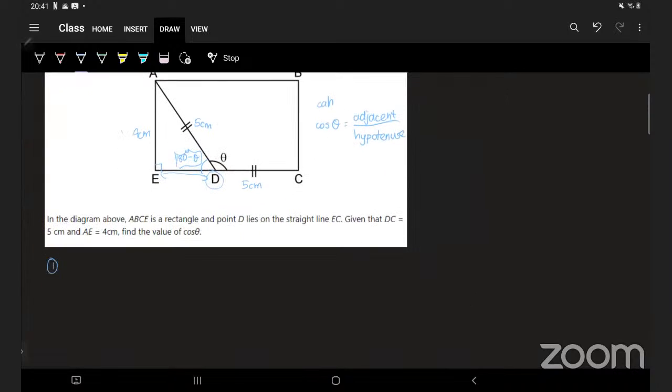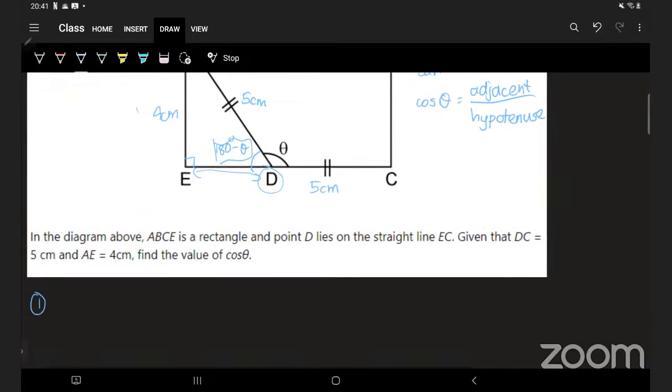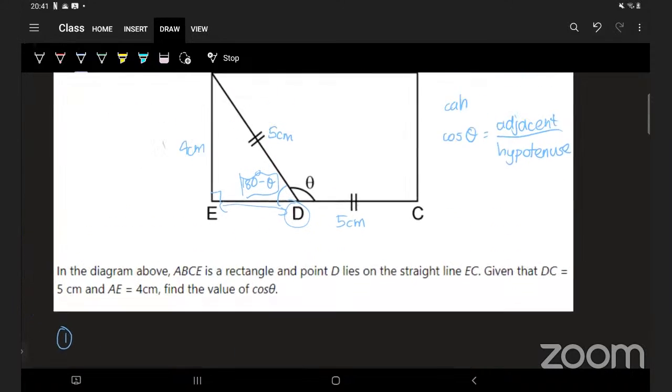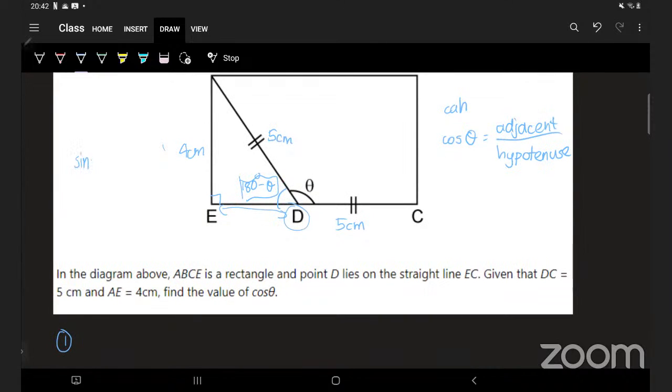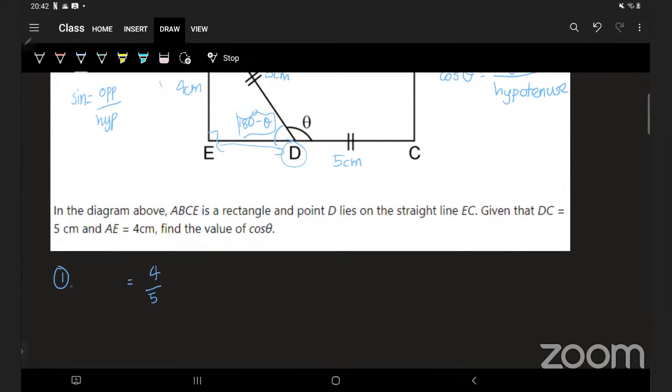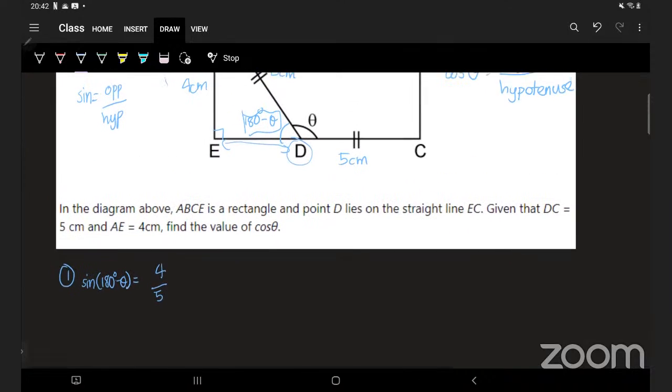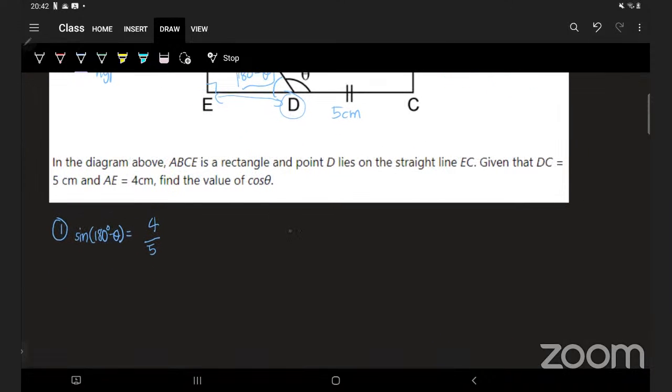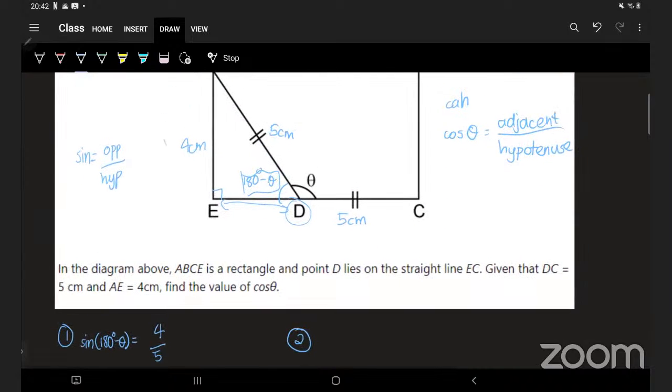The first way is we can take sine of 180 degrees minus theta, and since sine is opposite over hypotenuse, we just take the known values and we get opposite over hypotenuse, 4 over 5. Sorry, it's not sine theta, it's sine of 180 degrees minus theta. All right, and then let's just do the second way first, so that it's easier.